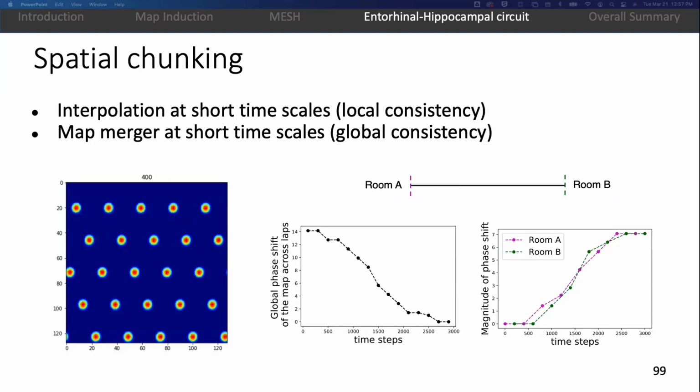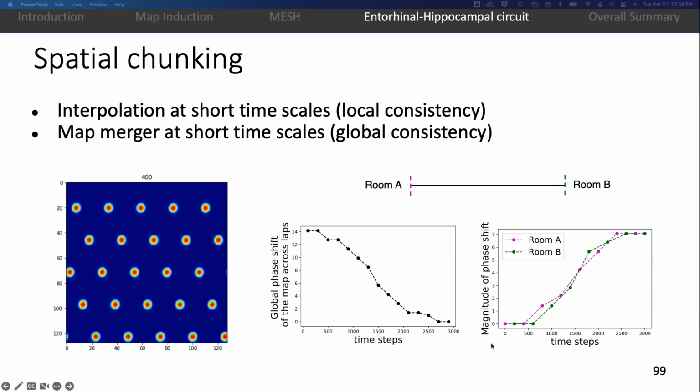So here I'm just showing a simple 1D illustration, and the 2D version of this is still work in progress. But this is just showing that you have room A and room B. And as an agent is traversing across this path, the global phase shift across the laps of the center point of this actually converges to 0. And there are some phase shifts for room A and room B as well.